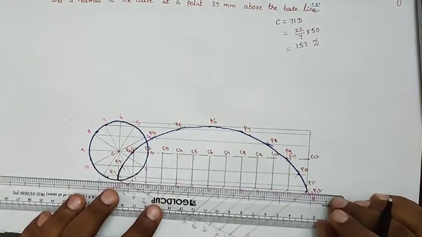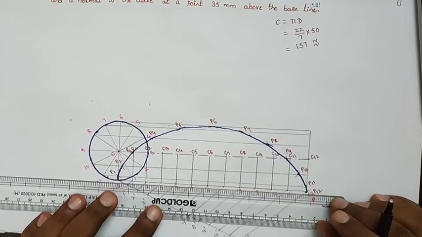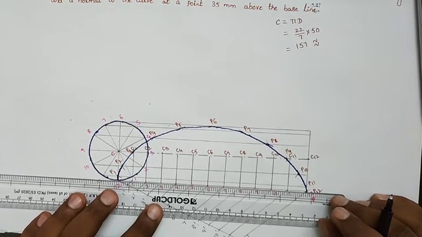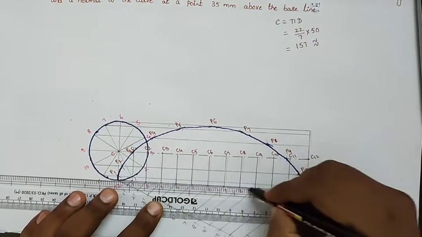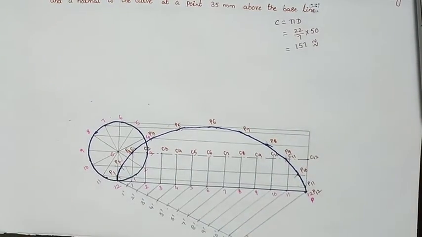And the baseline, this line 12 and 12 dash, the horizontal fixed straight line, we can call it the baseline. This baseline is also a thick line here. Like that we construct a cycloid.